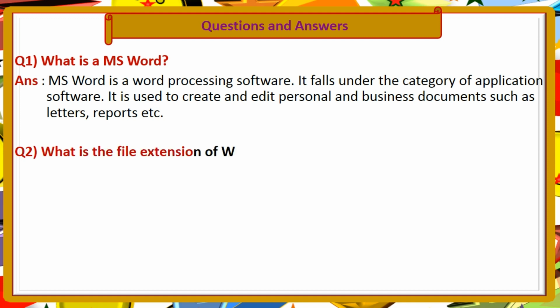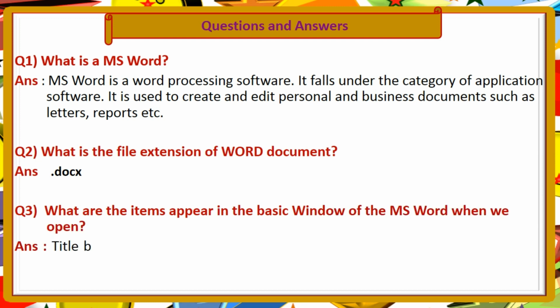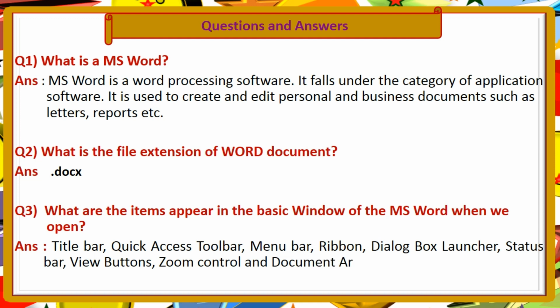Question number 2. What is the file extension of a Word document? Answer. .docx. Question number 3. What are the items that appear in the basic window of MS Word when we open it? Answer: title bar, quick access toolbar, menu bar, ribbon, dialog box launcher, status bar, view buttons, zoom control, and document area.